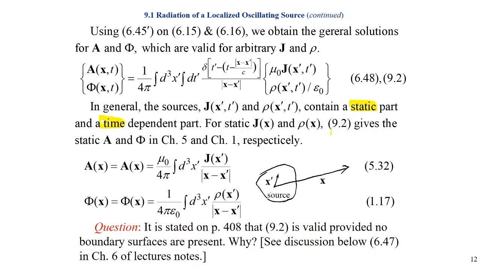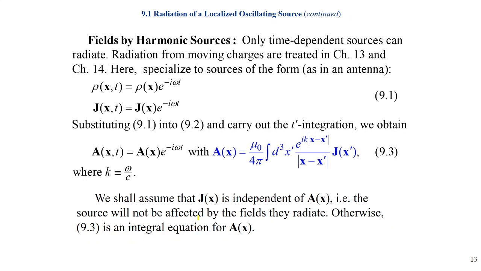Let's consider the static part. For the static part, equation 9.2, with static A and phi, we get chapter 5 and chapter 1 respectively. Chapter 5, we get this one. And chapter 1, we get this one. That's for the static part. Easy. Very simple. And the time-dependent part we will consider next.